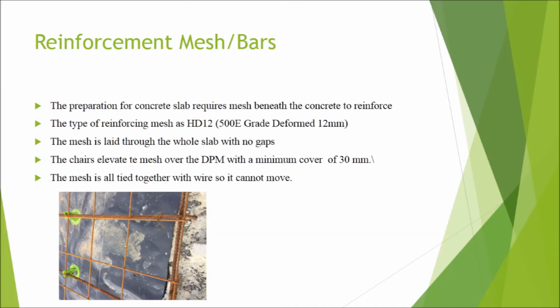With the ground slab, the preparation of the concrete slab requires mesh beneath the concrete to reinforce the slab. The type of reinforcing mesh is HD12 500 E grade deformed 12mm diameter. The mesh is laid out throughout the slab. It needs to be overlapped with no gaps in between. The mesh is elevated above the damp-proof membrane with a minimum cover to the top surface of 30 mm. The mesh is tied together with wire so it cannot move.